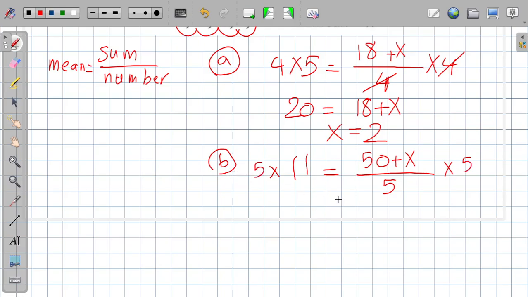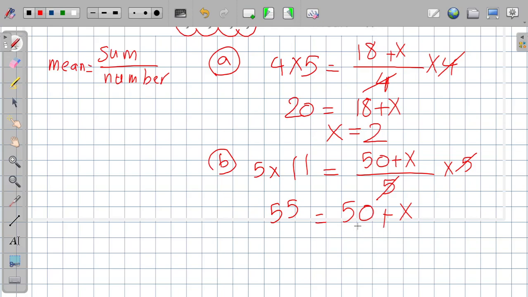Okay, so I have 11 times 5 equals what? Equals 55. And 55 equals, here I would divide 5 over 5 equals 1. So it will be 50 plus x. Or I can say, what is the number that divided by 5 equals 11? I think it will be 55. So 55 equals 50 plus x.